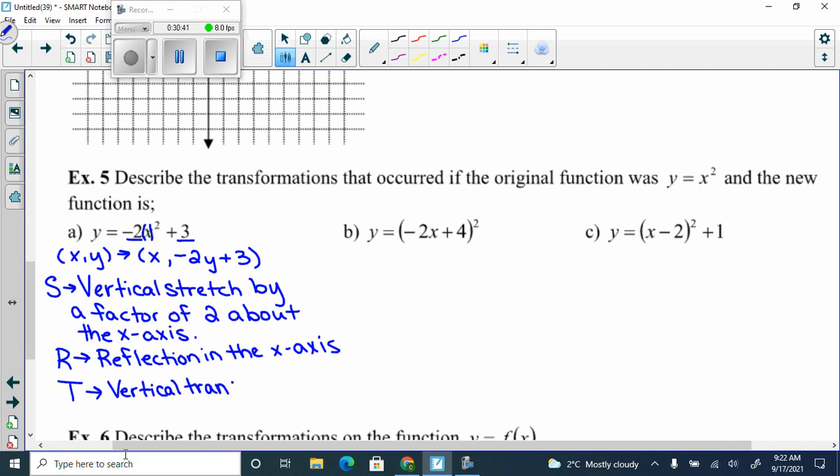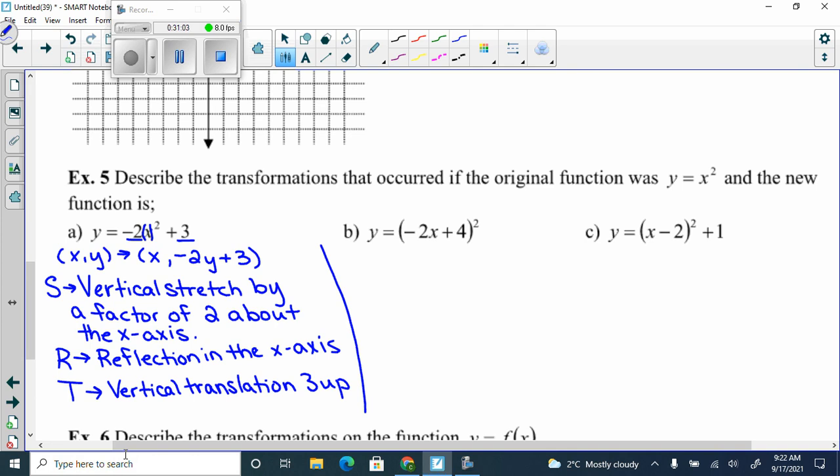3 what? 3 up. So these all affected y's because none of them was with the x. We agree? What's up with b? They all affect x. Now this is the catch. This is the catch.